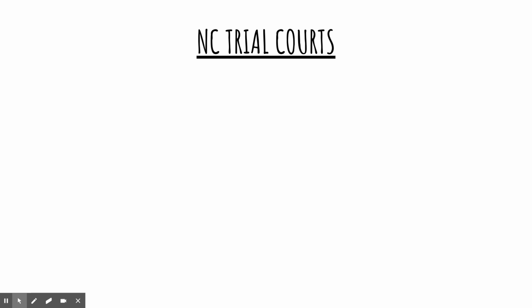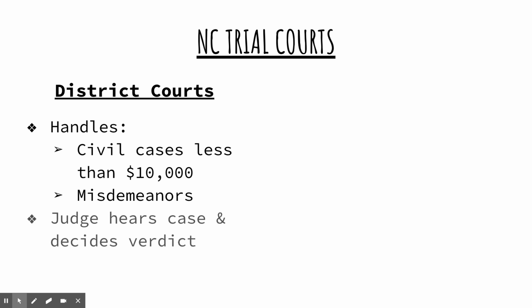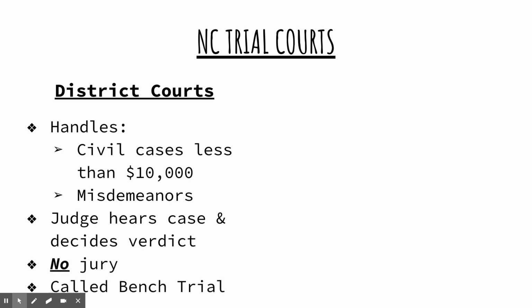And then we have our North Carolina trial courts. So we have the district courts and the superior courts. The district courts handle civil cases less than $10,000 and misdemeanors. And the judges hear cases and decide the verdict. So the judges hear both things. There are no juries in the district courts. And this is called a bench trial. So when the judge is the judge and the jury, we call that a bench trial.